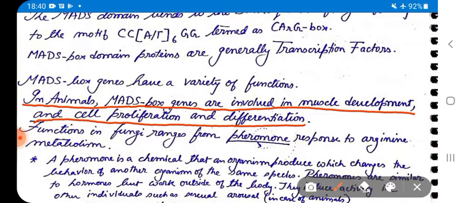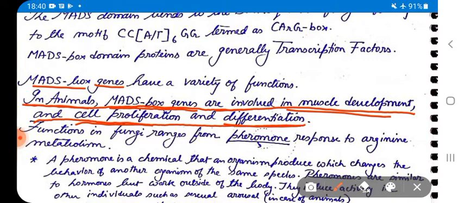So the first function that we found in animals, for example, here, well, we should not describe animals here, but at least I try to describe, because otherwise you will not be able to understand that MADS box genes have vast functions. Those genes that have this MADS box motif, in case of animals, are involved in muscle development. That means in animal cells, those genes that have MADS box sequence help in muscle development, cell proliferation and differentiation.